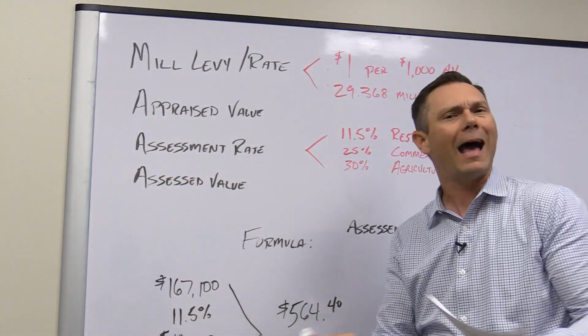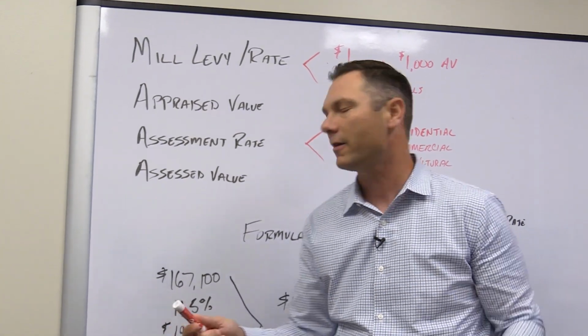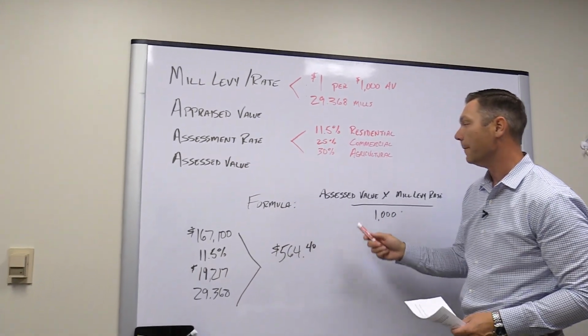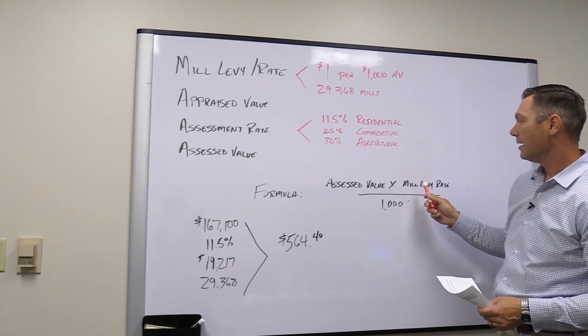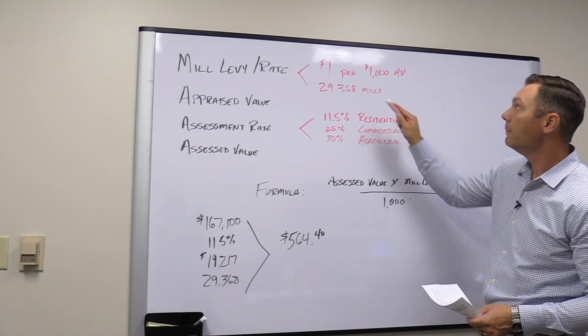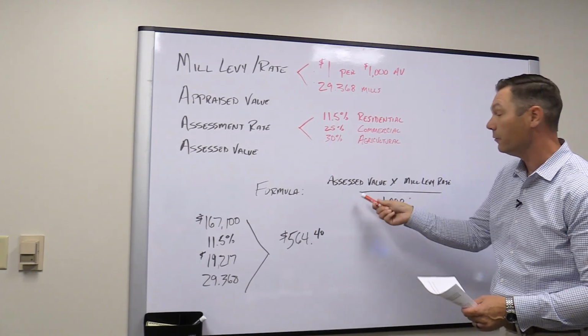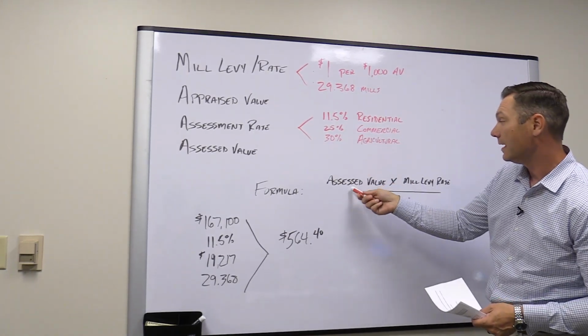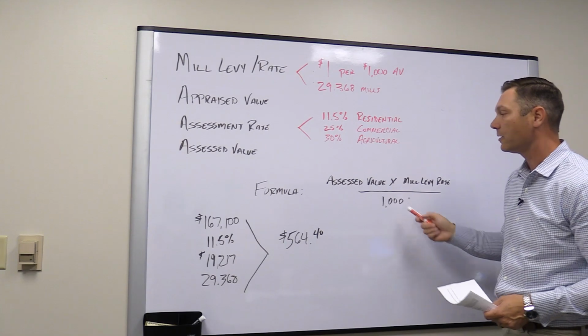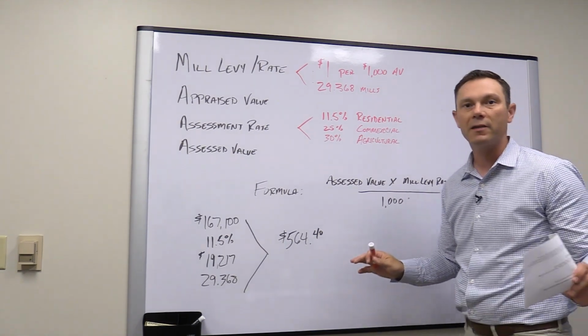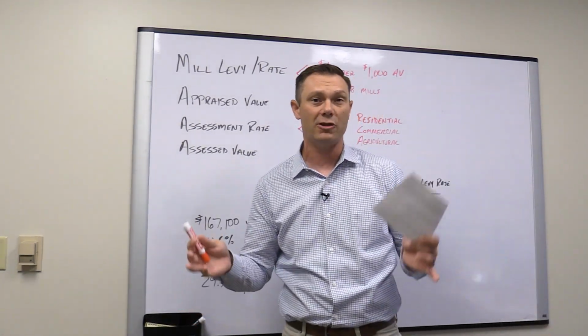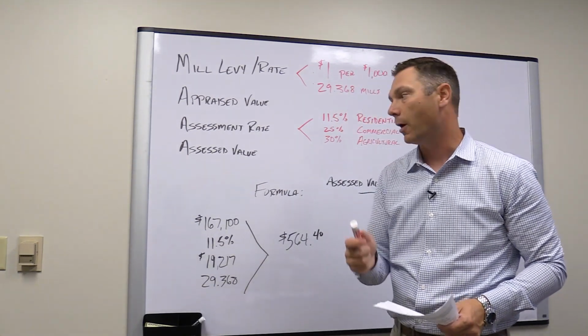Now, when we talk about how do all these terms come together, we use a formula. Assessed value times your mill levy rate. And remember, since a mill levy is $1 per $1,000 of assessed value, what I do very simply is I take assessed value times your mill levy rate and I just divide it by 1,000. It's a simple formula that I use that gets you in the ballpark of where you're going to get your property tax dollars.